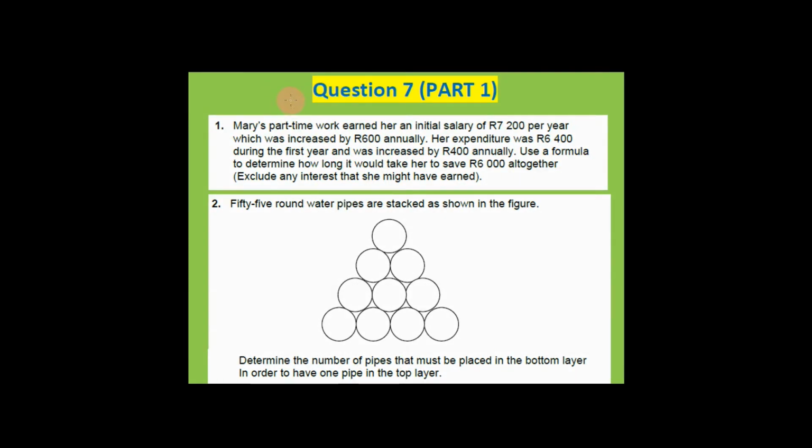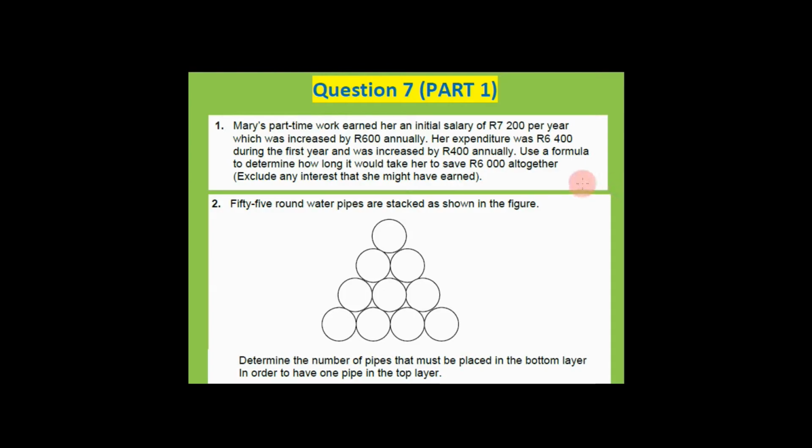Let's look at your answers to this question. In the first one it says, Mary's part-time work earned her an initial salary of 7,200 Rand per year, which was increased by 600 Rand annually. Her expenditure was 6,400 Rand during the first year, and it was increased by 400 Rand annually. Use a formula to determine how long it would take her to save 6,000 Rand altogether. It also says, exclude any interest that she might have earned.